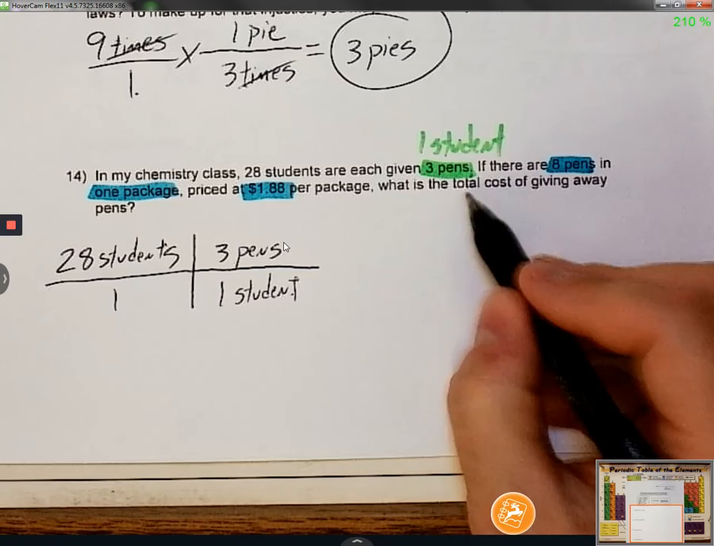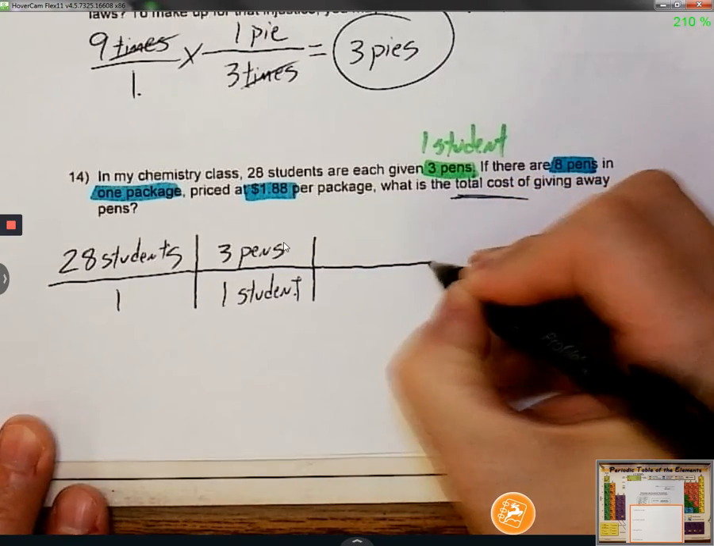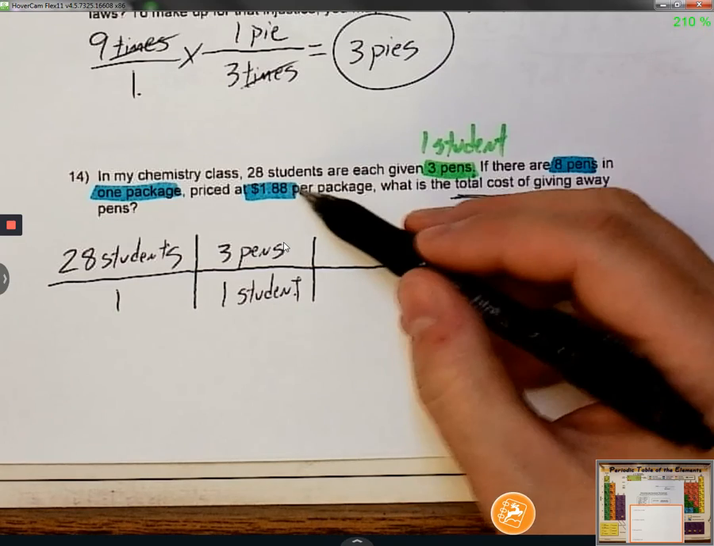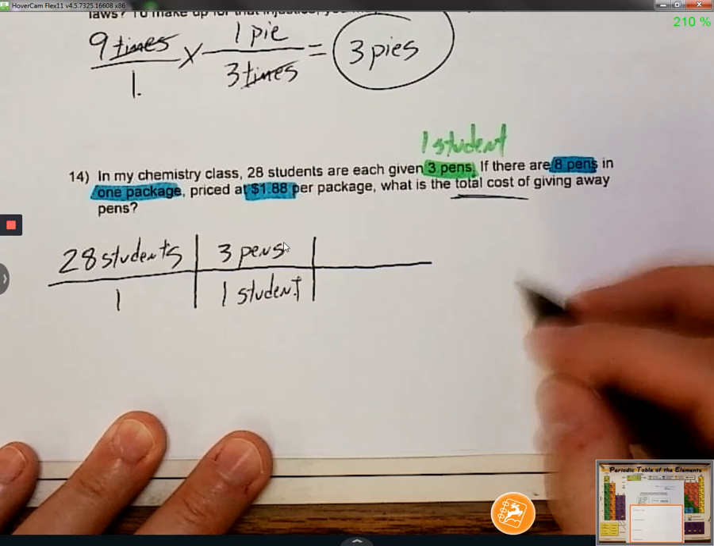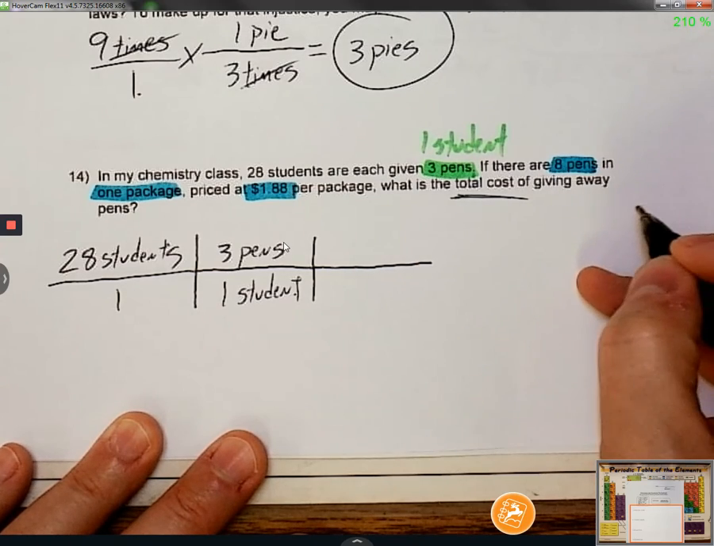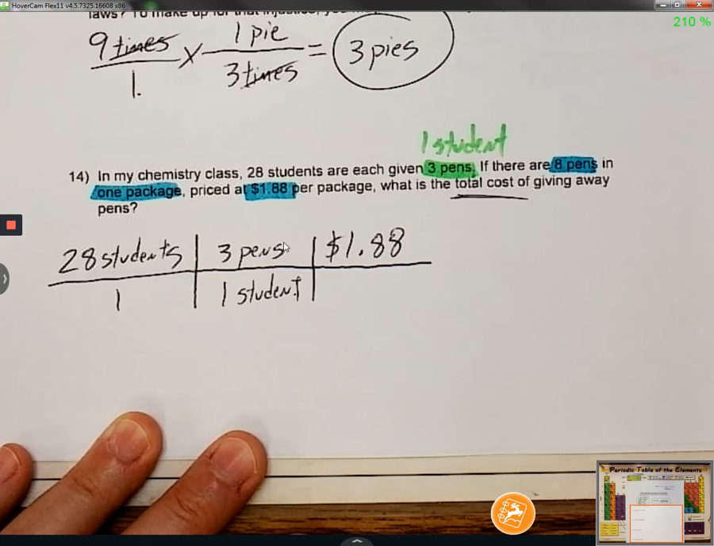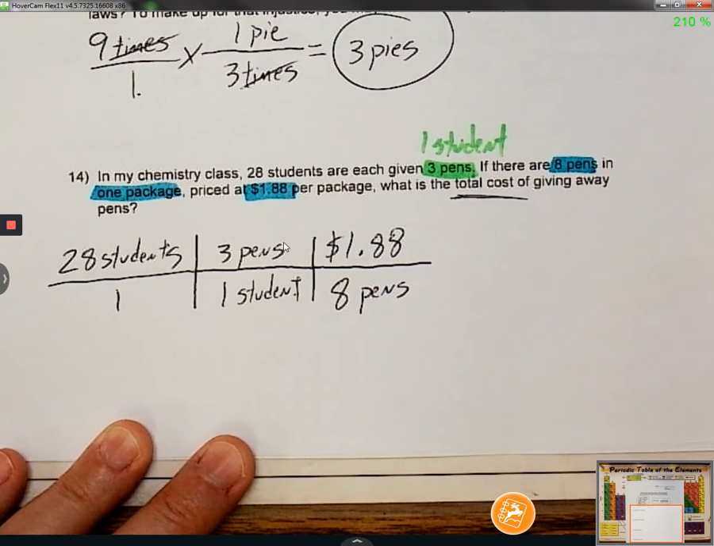So that tells me pens. I'm trying to find total cost, so I don't stop with pens. So I'm going to draw myself another line and go on to my next one. So, can I get from pens to something else? What can I get to? I can go from pens to package, or I can go straight from pens to cash, right? Okay? So 8 pens equals $1.88. So what goes on top? $1.88 goes over 8 pens, which I got from the problem here.